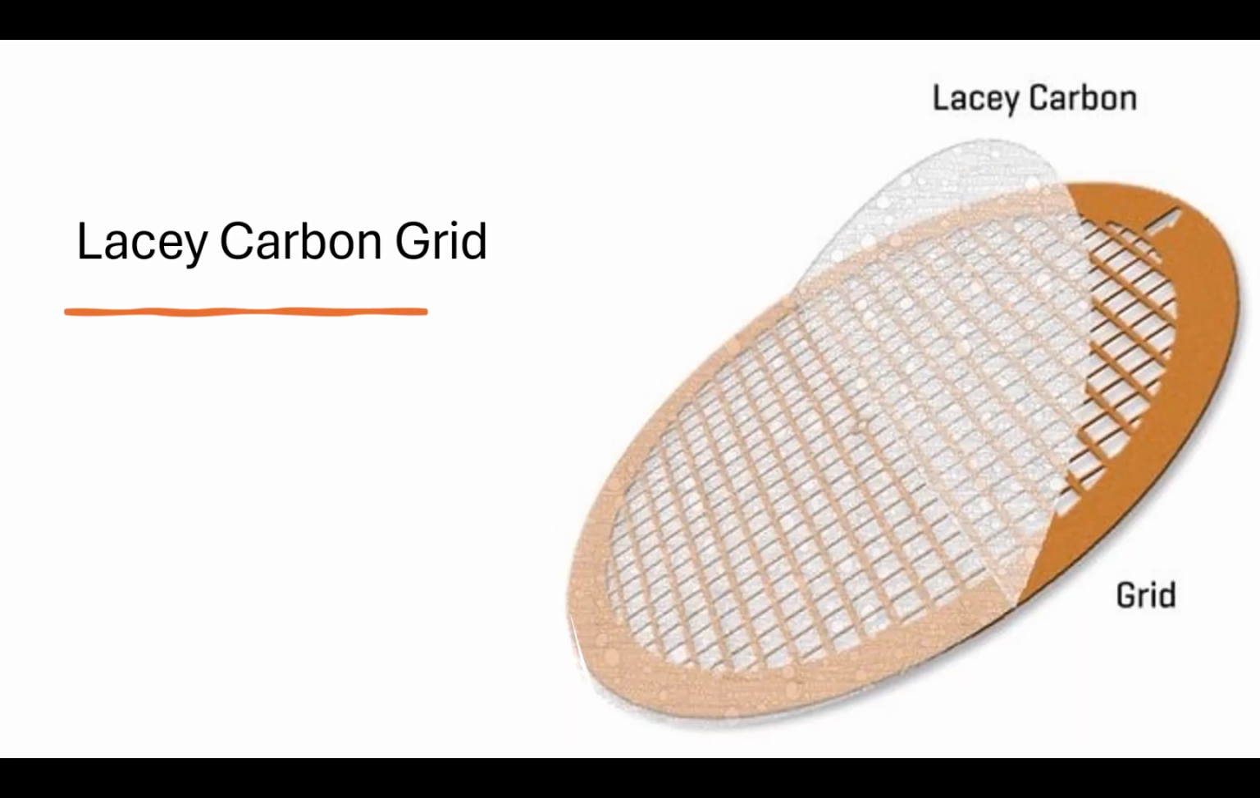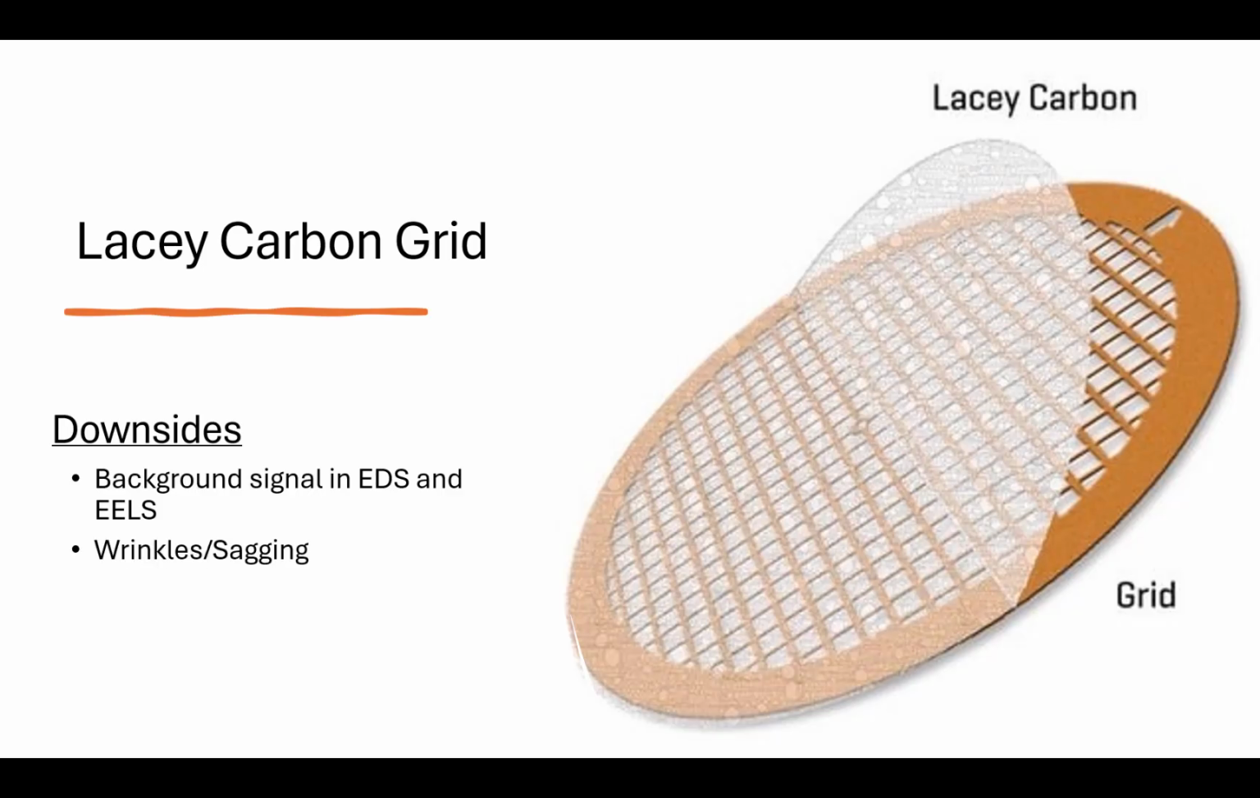So there are some downsides to dropping a lamella off on a lacy carbon grid, kind of like she did in that video. So first of all, carbon contributes to low-level background in EELS and EDS. And that's going to reduce signal to noise for very light element quantification. Also, thin films can wrinkle and sag, especially if you do a plasma cleaning or any kind of vacuum cycling, and that can cause local thickness variations and also contrast issues.